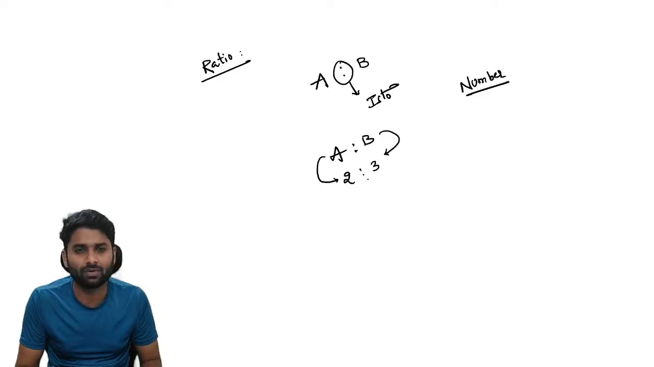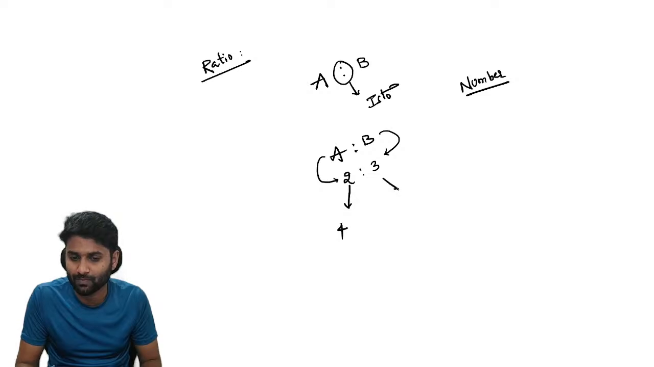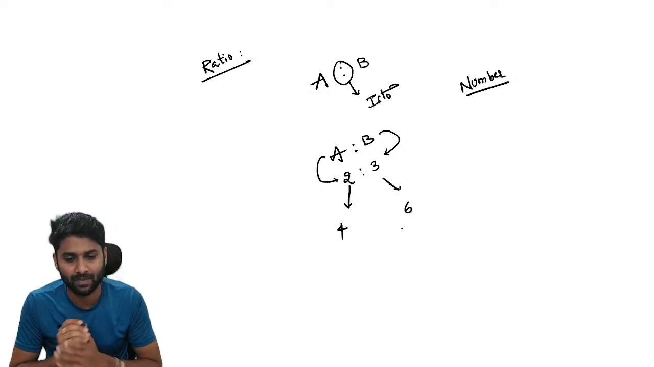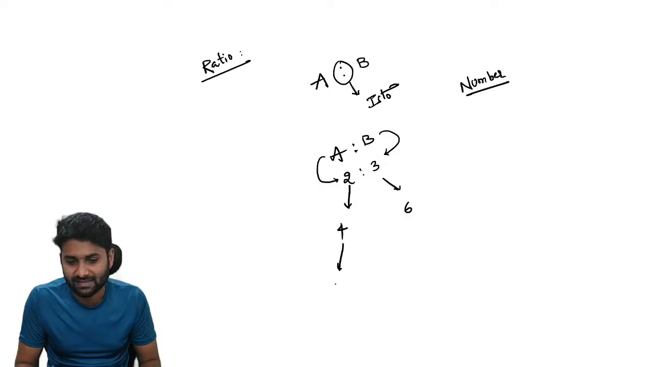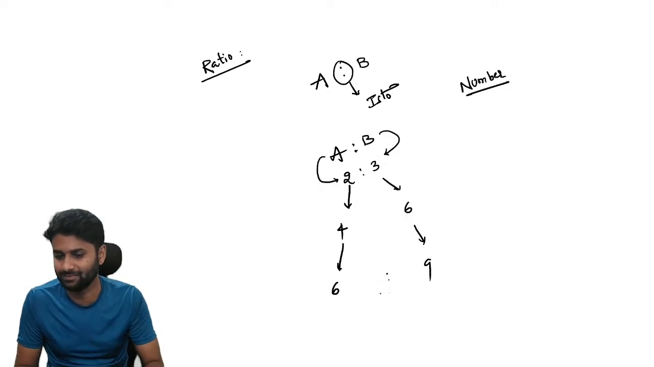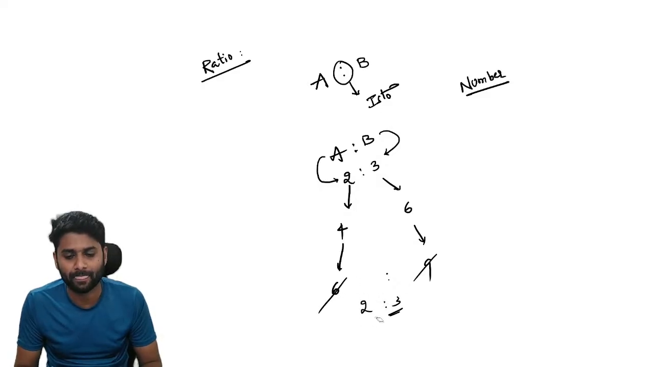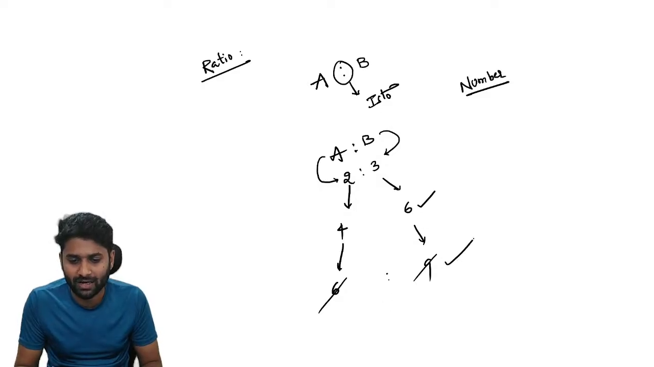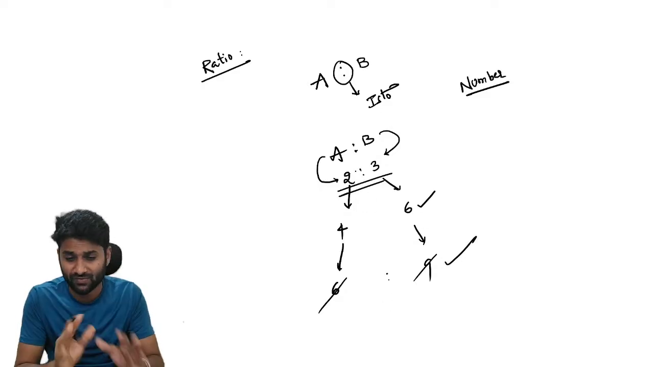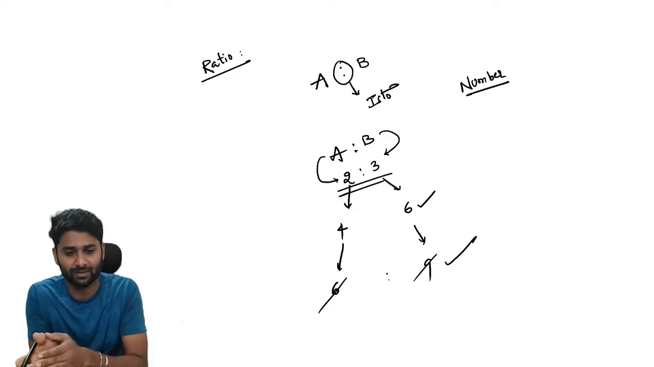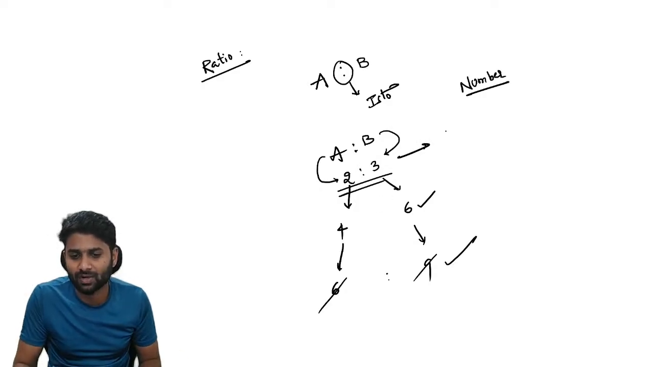If A is to B is equal to 2 is to 3, then A can be 4. If A is 4, then B must be 6. If A is 6, then B must be 9. Whenever you consider any numbers, these numbers must be in the ratio of 2 is to 3. Now these all are numbers; these are quantities. You just find the difference between ratio and number. So ratio is all about quantity. It defines the quantity of a number.